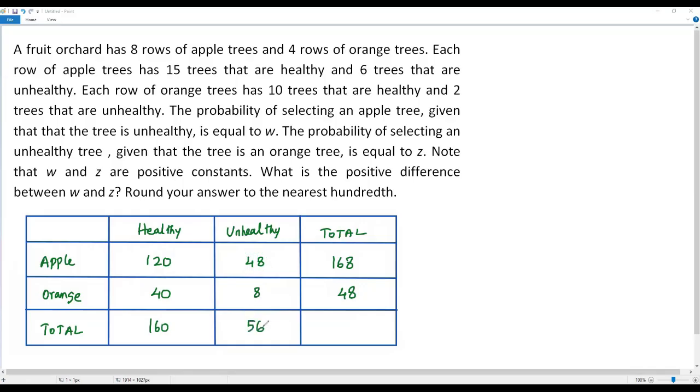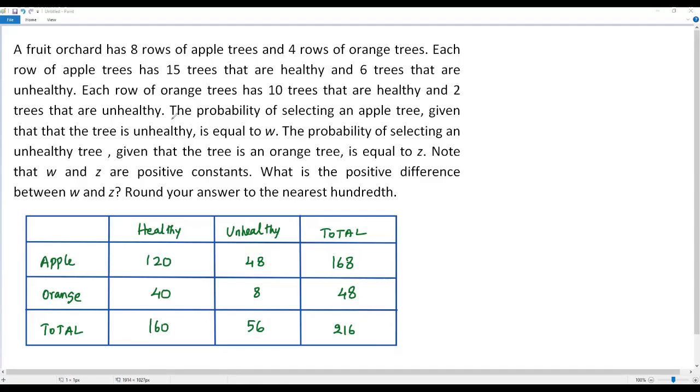That is, there are 56 unhealthy trees in total. Now to get the total number of all trees, we have to add either these two values or these two values. In both cases, we'll be getting the same result. When I add 160 and 56, I am getting 216. Even now, when I add this 168 and 48, I am getting the same total. So there are 216 trees in total.